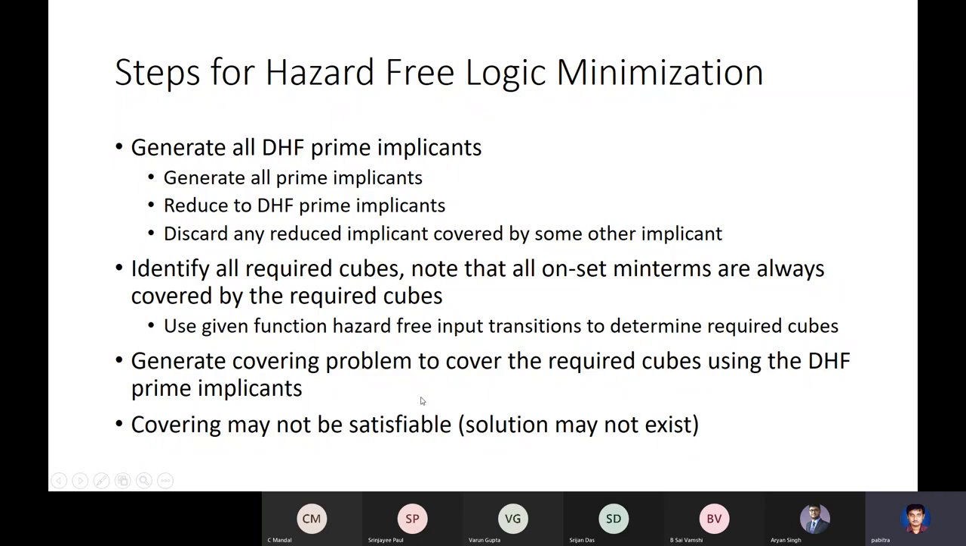Solve the covering problem. It may turn out that this is not satisfiable. You may not always have a solution. You may not be able to cover them using only the DHF primes, so you cannot have a hazard-free implementation.